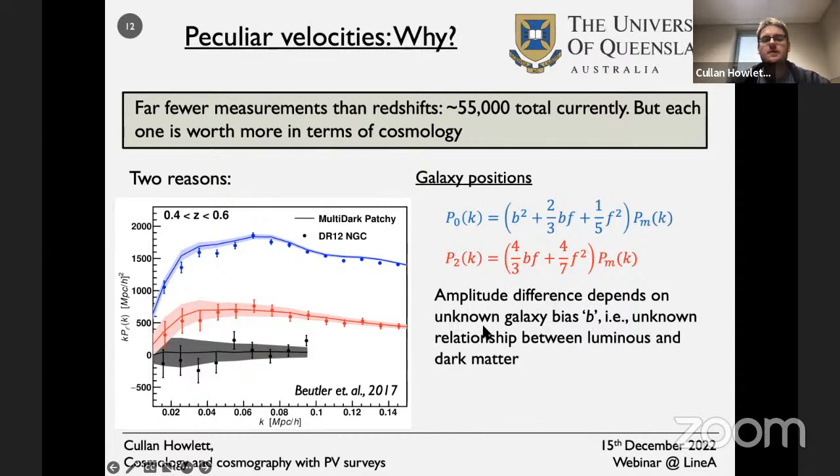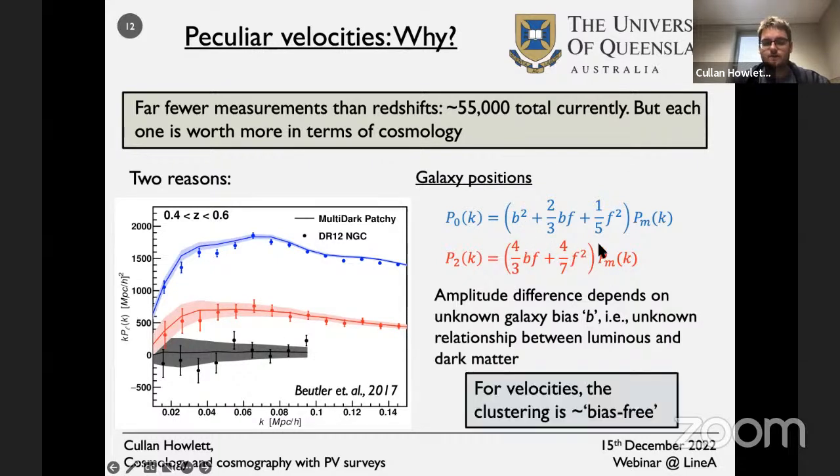It arises because we're trying to infer the properties of gravity from luminous matter to measure. And we know that luminous matter only makes up about 5% of the total matter. And so the fact that we have to marginalize over this bias significantly weakens our constraints, because it enters at the same order as the growth rate of structure.